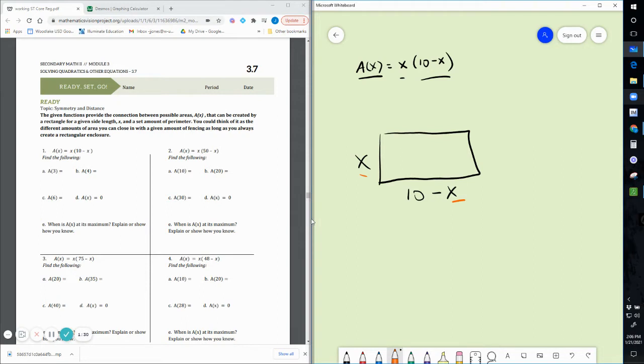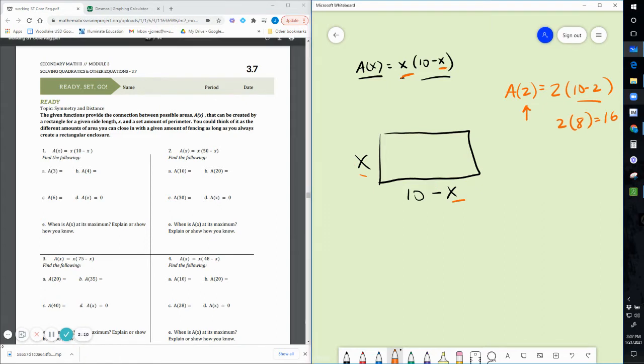So just to give you an example, if it said A of 3, let's do one that isn't there. So we'll do A of 2. A of 2 equals... That means that all the x's are 2. So you're going to plug in 2 here and you're going to plug in 2 here. So you're going to get 2 times 10 minus 2, right? Well, 10 minus 2 is 8. So 2 times 8 equals 16. So A of 2 equals 16. Okay, so that would mean that the side length here was 2 and the side length here was 8, and that's your rectangle, right?